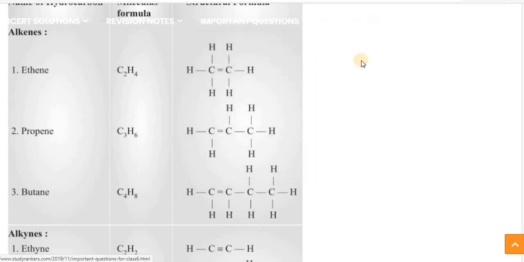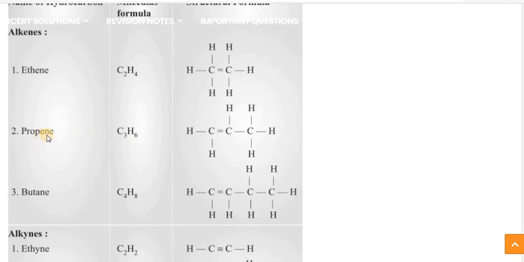This formula is wrong. Here only 2 hydrogen is there. This one is wrong, so don't consider it. Only 2 hydrogen, this side hydrogen is not there. So it's wrong. So the formula becomes C2H4.